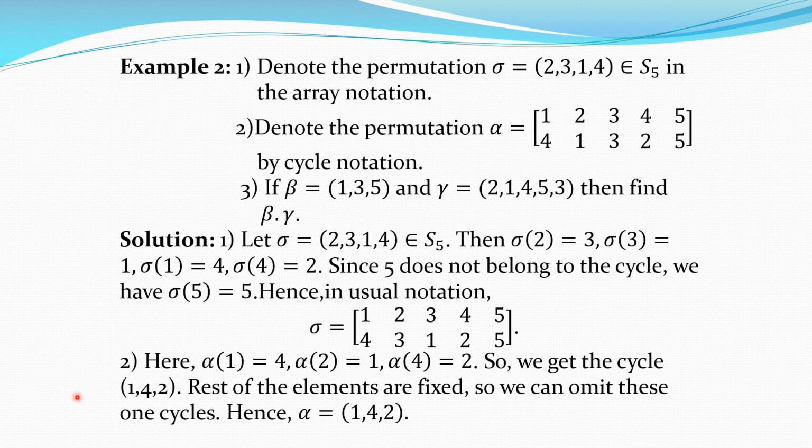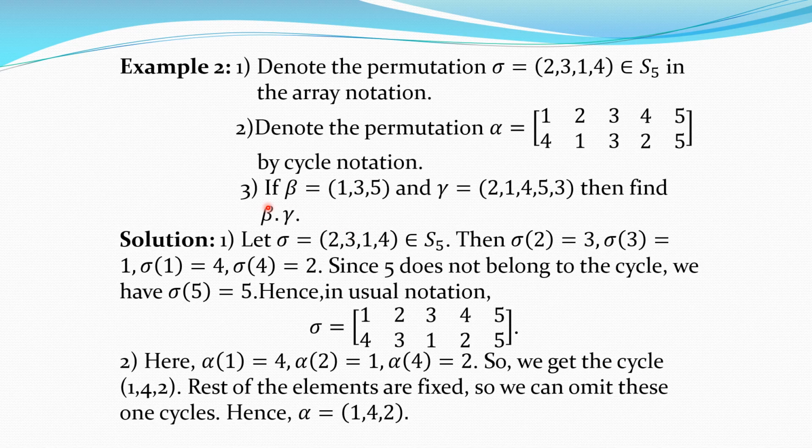So we get the cycle (1, 4, 2). And the remaining two elements 3 and 5 are mapping to themselves identically. So they are actually cycles of length 1. So we can omit these cycles. So alpha is equal to (1, 4, 2). So in this way we have expressed alpha in cycle notation.